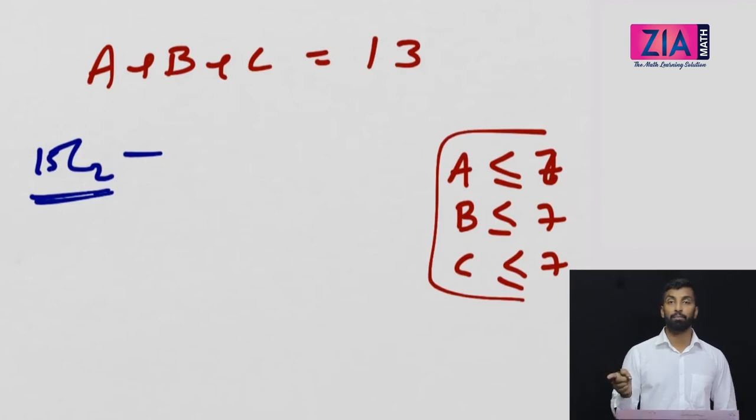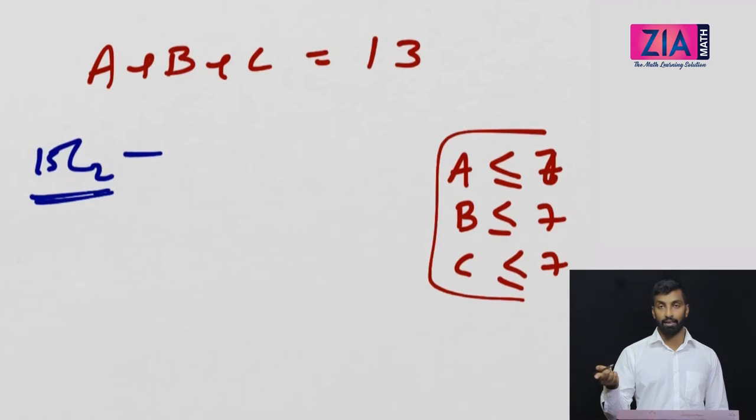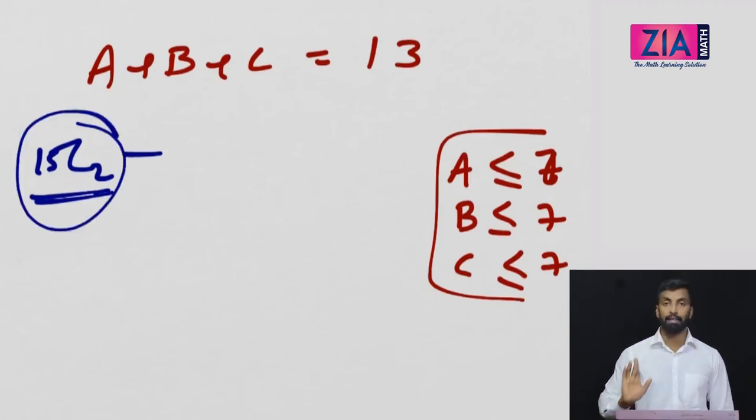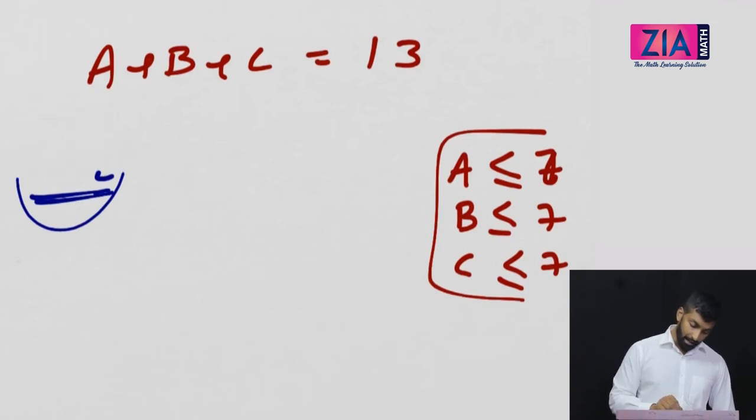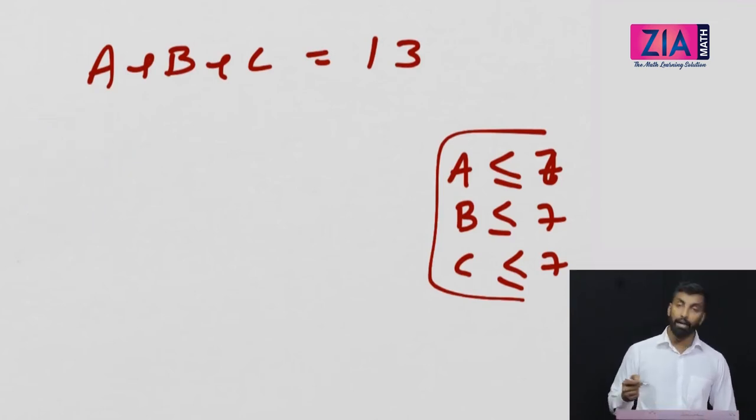How many ways can you distribute 13 chocolates to 3 people such that no one gets more than 7? So if you can find how many ways they can get more than 7, and subtract it from the total, you get the answer, right? So how will you find that? You need to violate the condition. What is the condition here? Nobody should get more than 7.